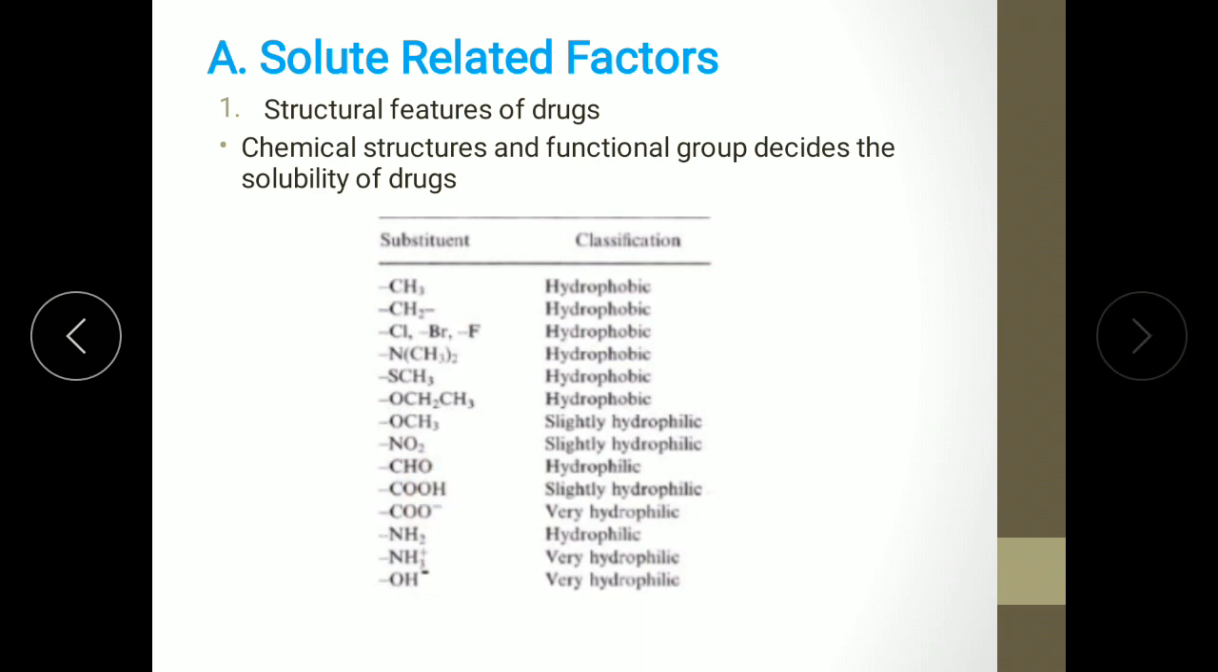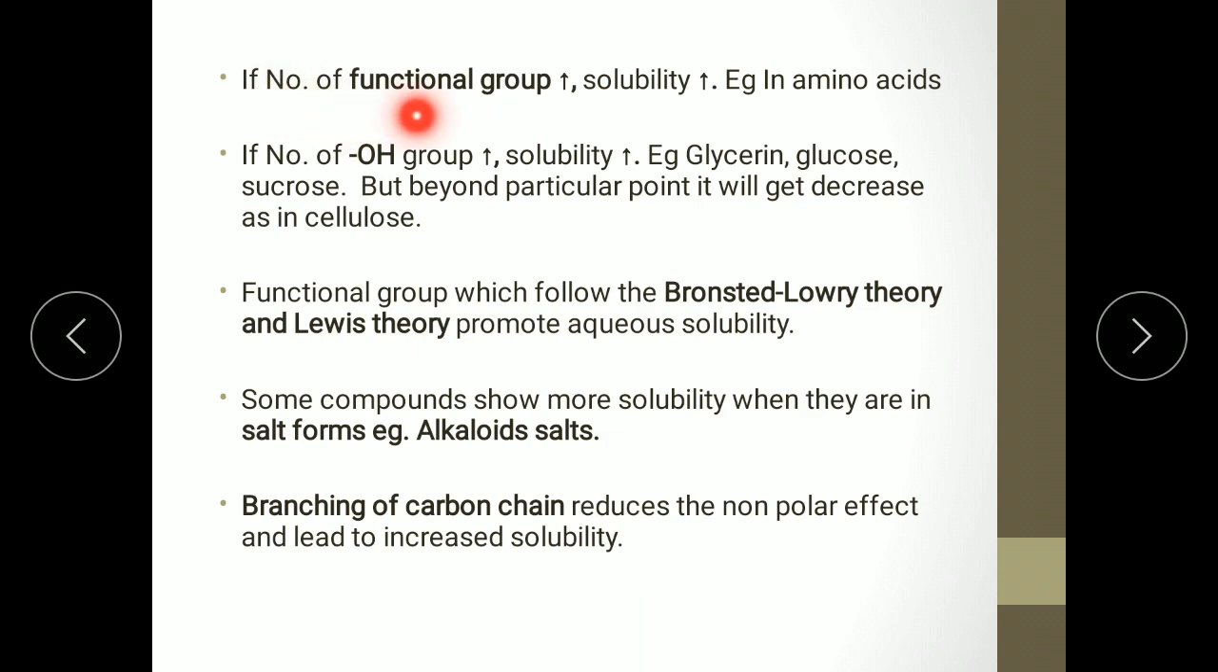Okay. Now, if the number of functional groups increases, solubility will also increase. For example, in amino acids, if we increase the functional groups, it will increase the solubility. In the second point, if the number of hydroxyl groups increases, solubility also increases. For example, in glycerine, glucose, sucrose, we have seen the number of hydroxyl groups is more. So there the solubility in aqueous solvents will get increased. But beyond a certain point, it will decrease, as in cellulose.